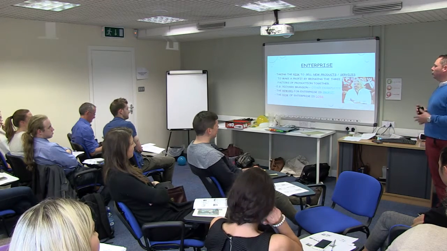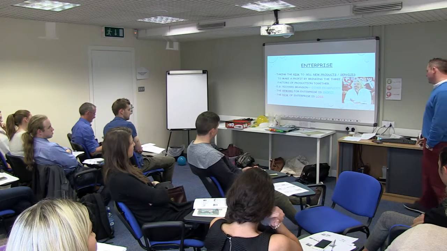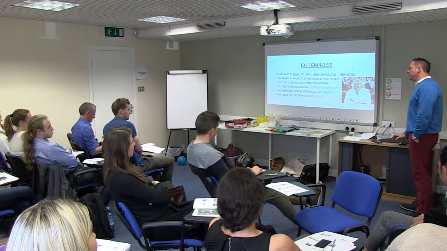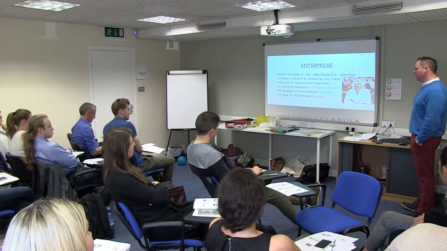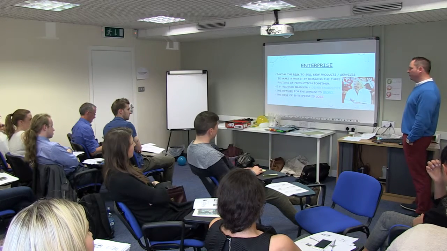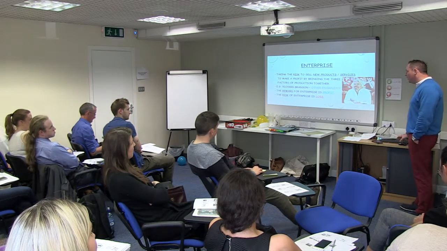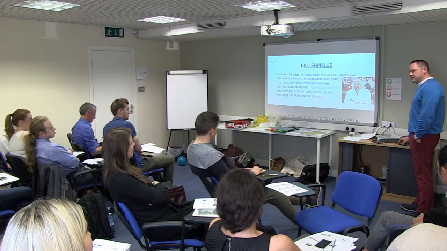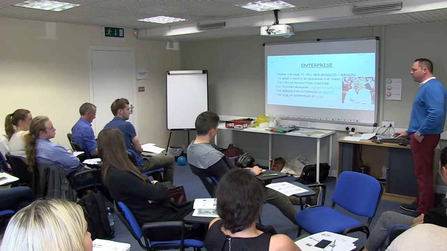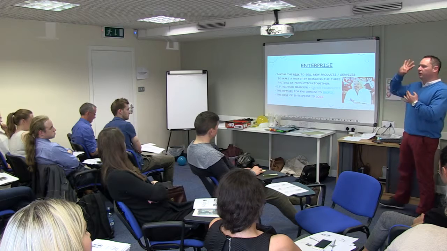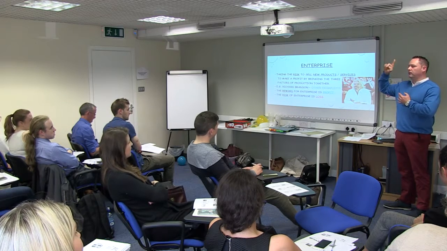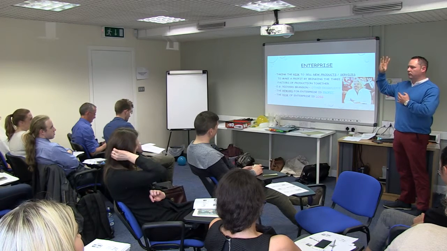Okay? So the reward for enterprise is profit, okay? And this is what entrepreneurs hope to make, a profit. But unfortunately not all entrepreneurs are successful, and they in turn will make a loss, okay? So at this stage, can we name the four factors of production? Land, labour, capital, enterprise. Very good.